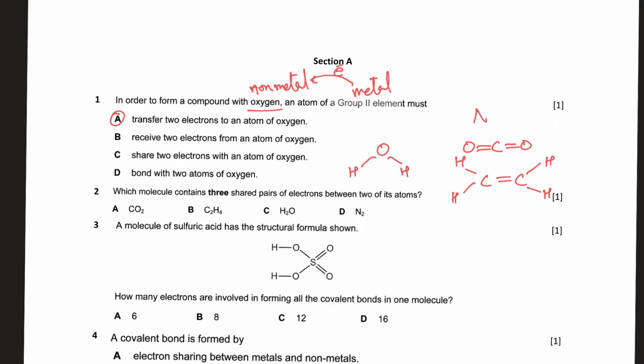And then you have nitrogen. So nitrogen, which is in group 5, is going to share 3 electrons with the other nitrogen, and that is how they get 3 shared pairs of electrons between these two. So our answer is going to be nitrogen.